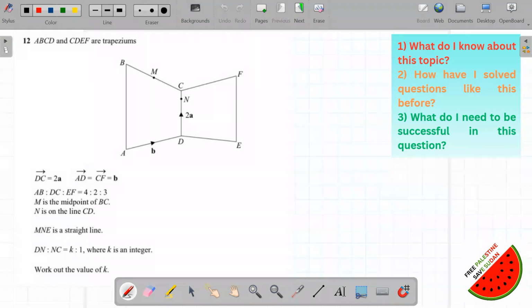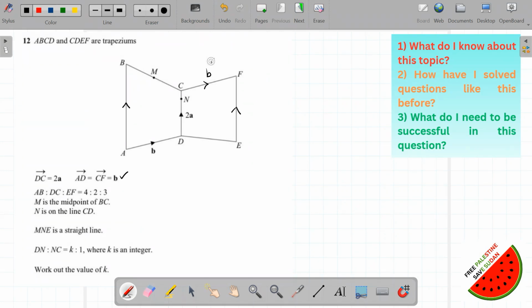ABCD and CDEF are trapezia. So trapezium would be the right word. Now in a trapezium, you have one pair of parallel sides. So this would be parallel to this, and then this would be parallel to this. What I mean by that is AB is parallel to DC, and EF is parallel to DC as well. It tells us DC is 2a, and AD is equal to CF. So let's just annotate that, which is b. So I take this off. It says AB to DC to EF is 4 to 2 to 3.